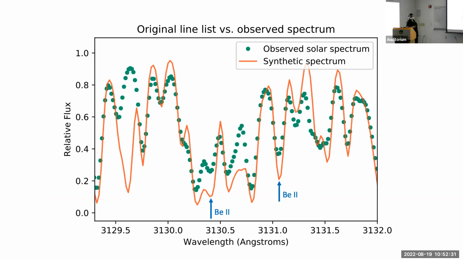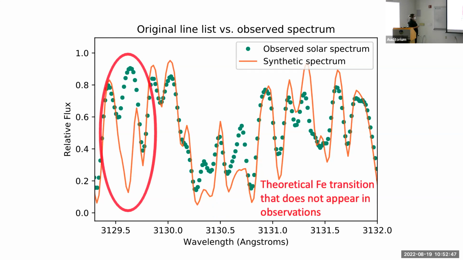It's not a very good fit. Nothing really lines up. And personally, one of the things that bothers me most is this area right here. After a little bit of research, I found out that it was a theoretical iron transition that does not appear in observations. So I checked it against the NIST Spectra database.